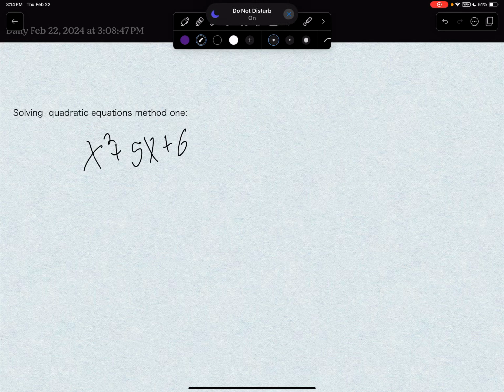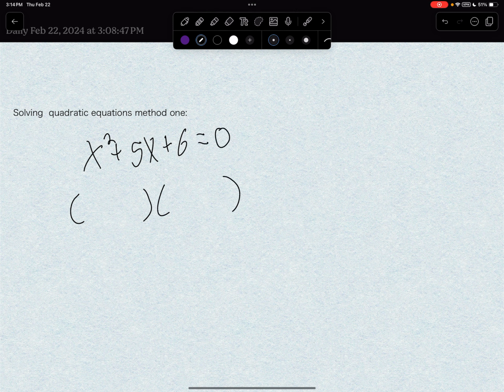Here's an example of the way to solve these without the quadratic equation. So if this is equal to 0, then it would be nice to have it in this format here where you have two things multiplied together equal to 0. Then you'd be able to get your solutions or your answers easier.